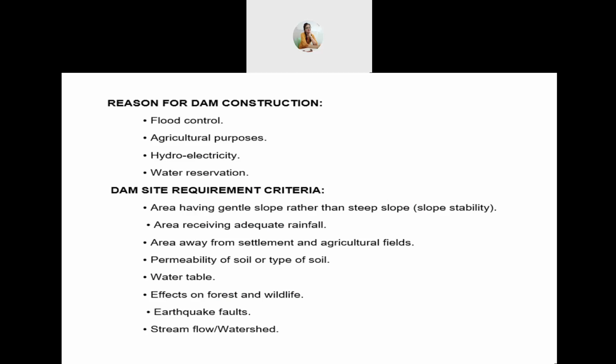Reason for dam construction. Why do we construct dam? The first one is flood control, second is agricultural purposes, third is hydroelectricity, fourth is water reservation.